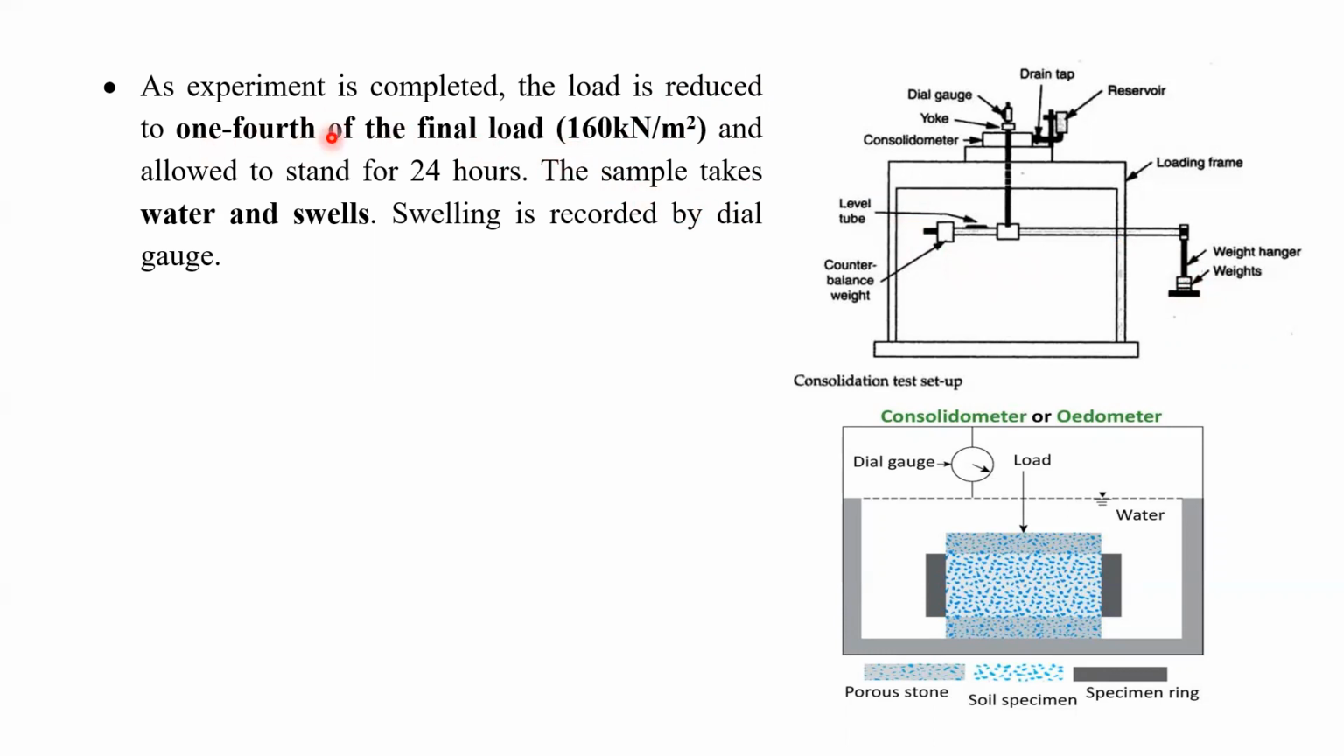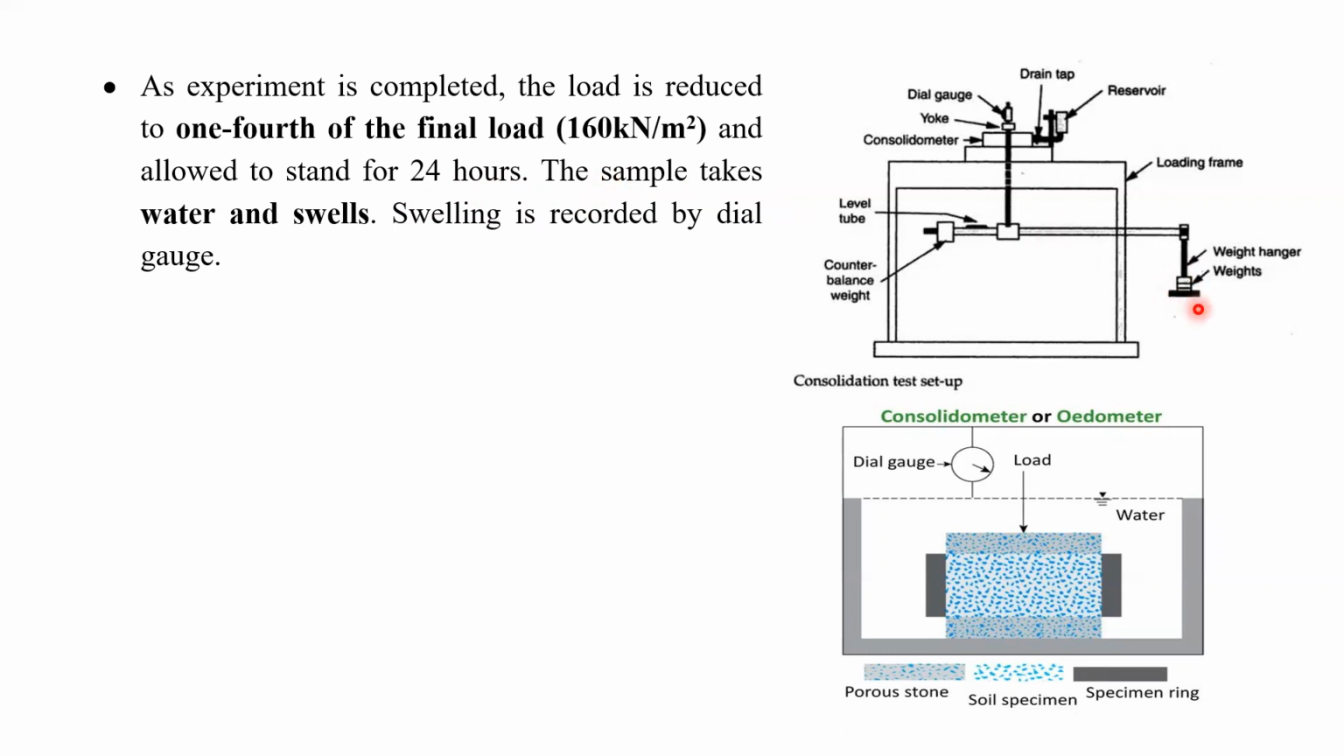Once this experiment is completed, the load is reduced to 1/4 of the final load. Suppose 640 was there in the beginning, so 1/4 of that load we have to take. So 1/4 of the load we shall take, and likewise again we have to proceed. In the beginning we loaded, we provided the load on this hanger.